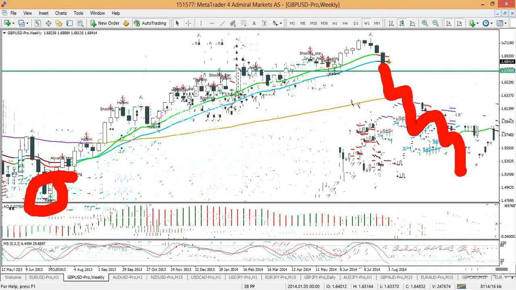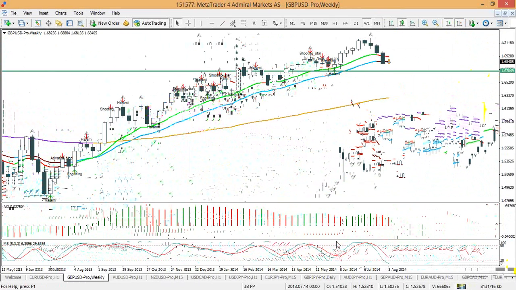So let's see, step by step. I mean, this is of course a far long-term trend development. Will that happen? No idea. But that's my initial long-term analysis at the moment.